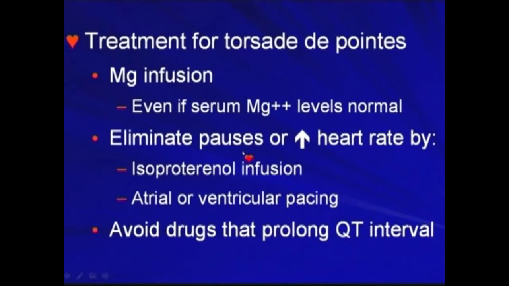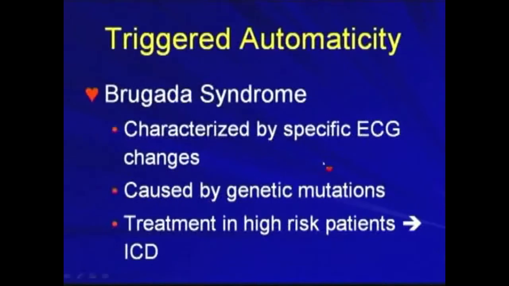How is this dangerous arrhythmia treated? Magnesium infusion is a recognized treatment option. Even if the serum magnesium levels are normal, magnesium infusion is useful. Or we can aim to eliminate pauses or increase the heart rate by isoproterenol infusion, or pace the atrium or ventricle temporarily. Of course, it's important to avoid drugs that prolong the QT interval.